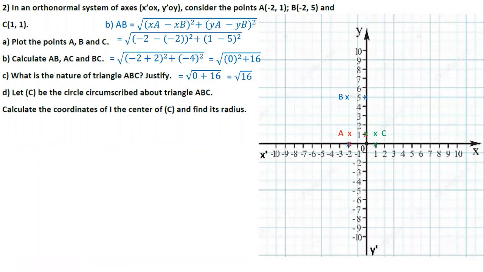We know that 16 can be written as a perfect square. It is written as 4 squared. Now the square cancels the radical, so AB is 4. So the length of AB is equal to 4. Now we should calculate the length of AC.